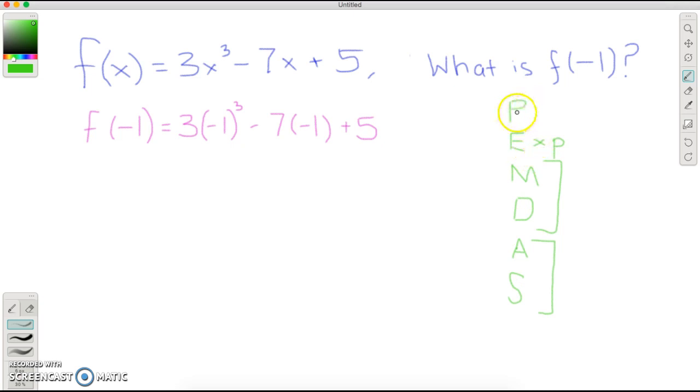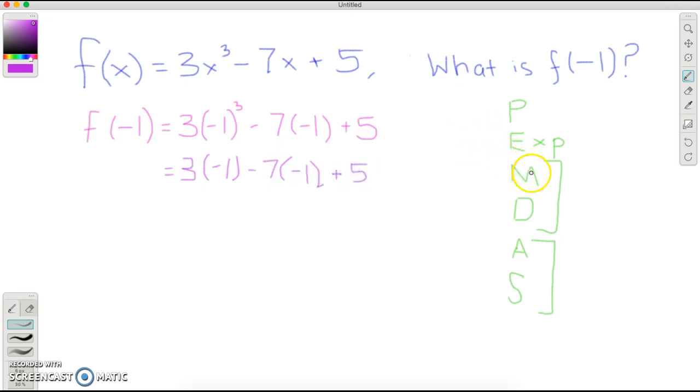So here, what we start off with is parentheses, which we have, but there's no function in the parentheses, so we can skip this part. The second part is exponent. So we see an exponent here, and when we have the parentheses, this is saying negative 1 to the power of 3. So this would be the first part that we solve. So we can say 3, and then negative 1 to the power of 3 is negative 1 times negative 1 times negative 1, which is just going to be negative 1, minus 7 times negative 1 plus 5.